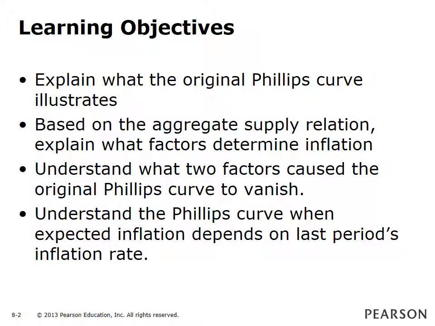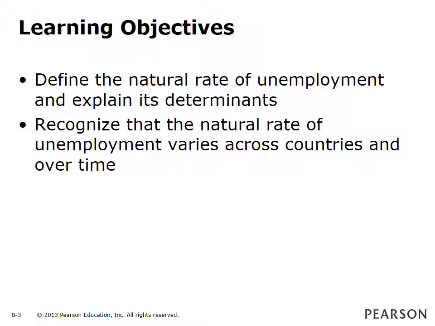Learning objectives: explain what the original Phillips curve illustrates. Based on the aggregate supply relation, explain what factors determine inflation. Understand what two factors caused the original Phillips curve to vanish. Understand the Phillips curve when expected inflation depends on last period's inflation rate. Define the natural rate of unemployment and explain its determinants. Recognize that the natural rate of unemployment varies across countries and over time.